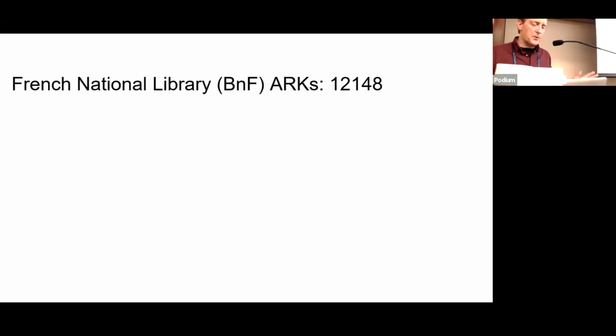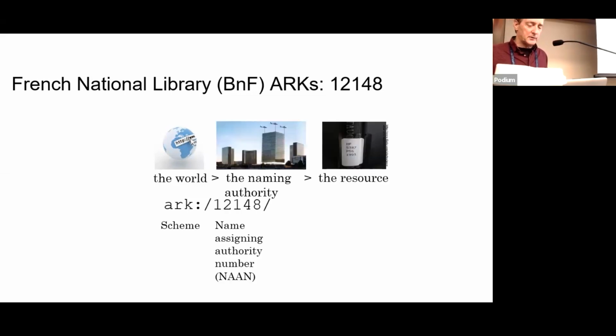A third case study from the French National Library, sort of zooming in from the global side. It starts with the global world, there it identifies the ARK scheme, then the name assigning authority, finally the assigned name, nice and opaque.